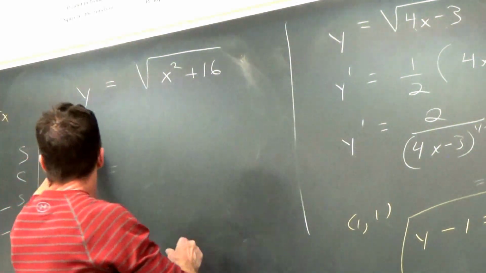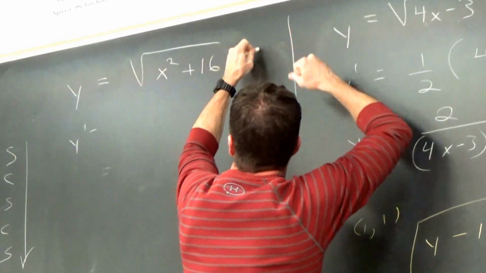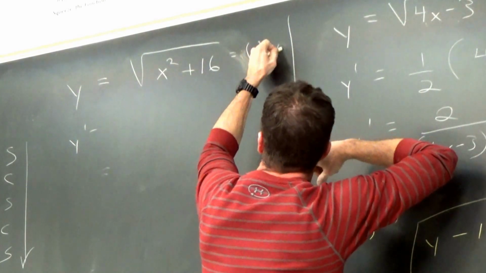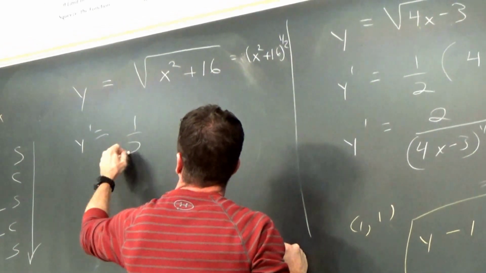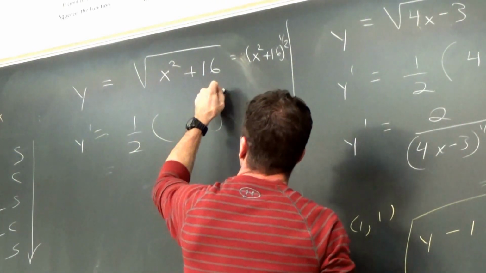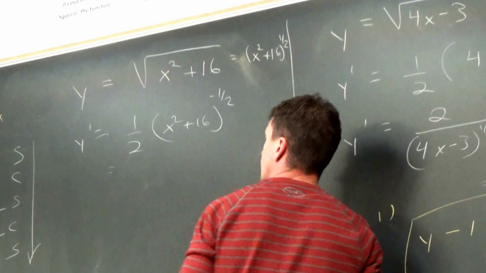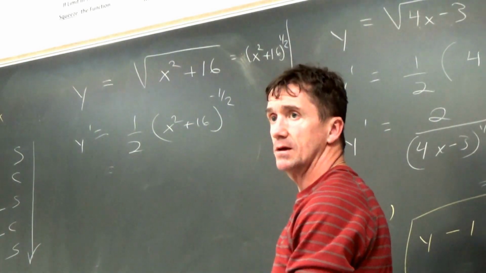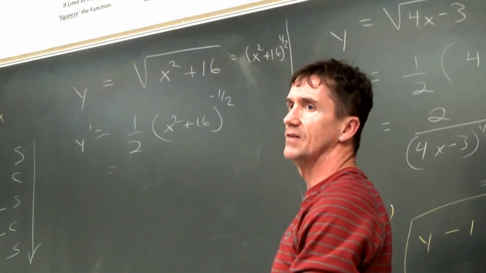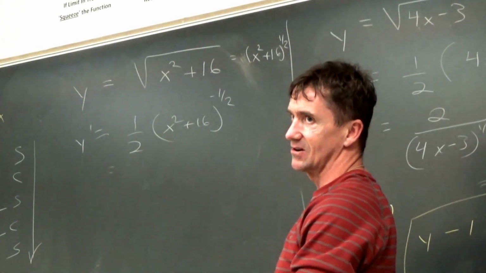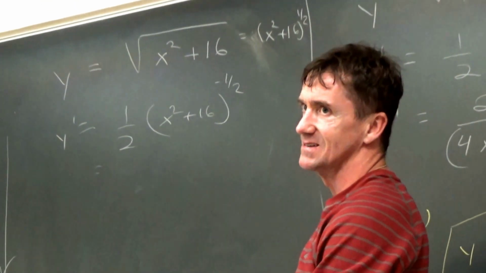All right, I'm gonna try this. First of all, I'm gonna write this as all this to what power? I'm gonna take that half, multiply it in front, and decrease the power by 1. I'll put my g back in. I think I'm done, am I? No! I'm missing the derivative of x squared plus 16. It looks like you're gonna have to do the power rule on that.